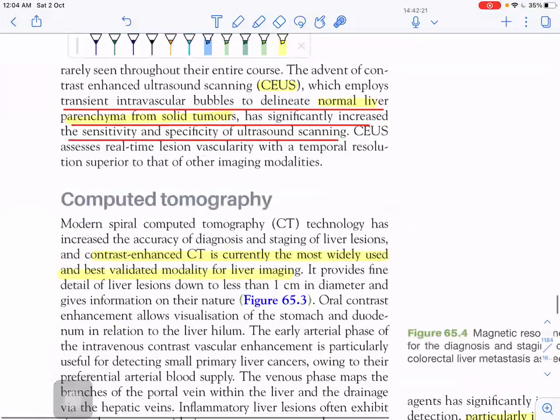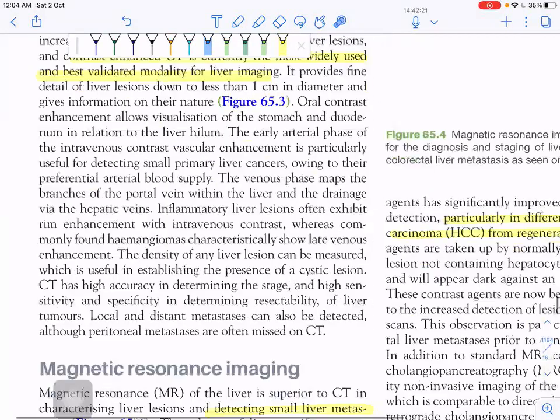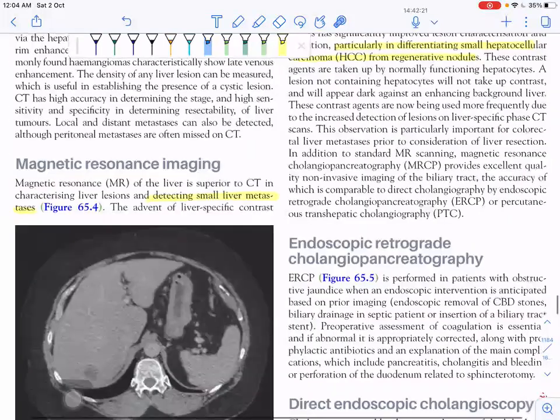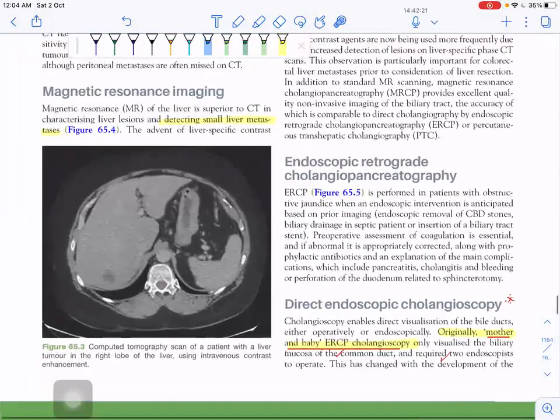CT is currently the most widely used and best validated modality for liver imaging. And MRI is the investigation used to detect small liver mets. They will ask a question like this. This is MRI, and this is CT showing a liver tumor in the right lobe.